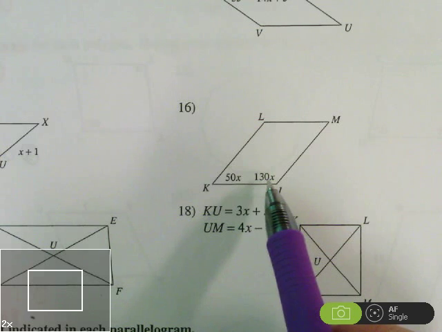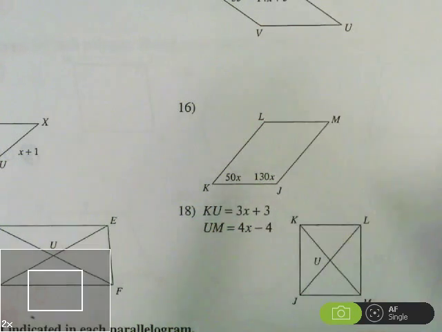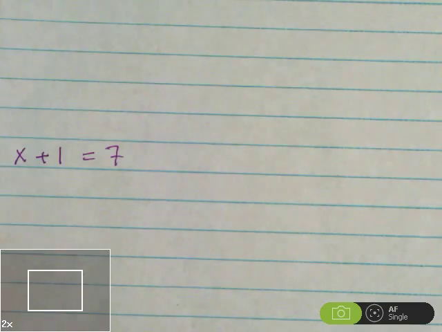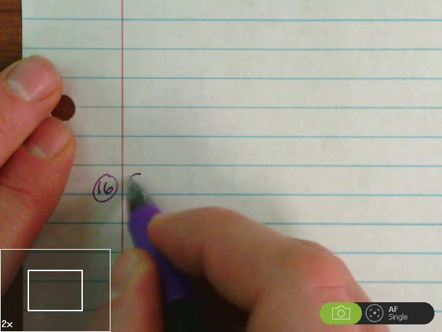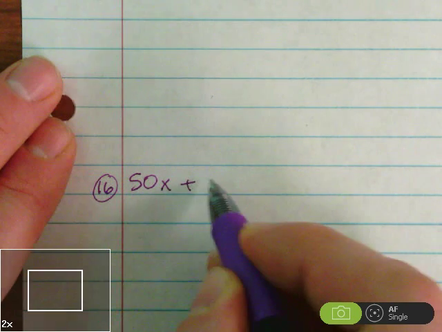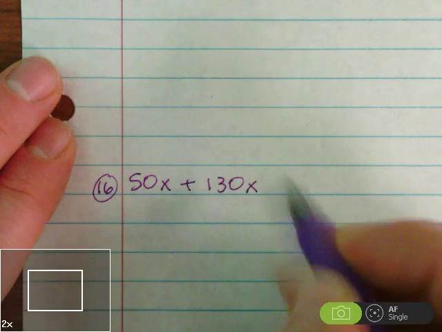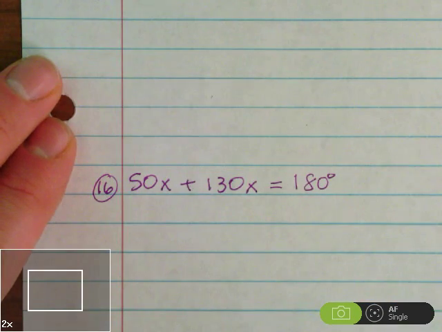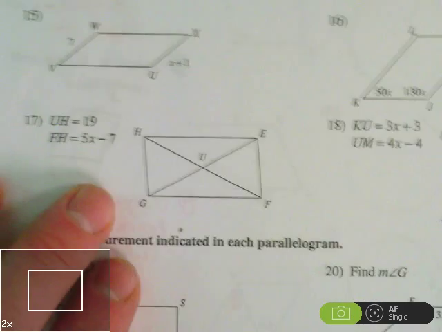Here we have a pair of not corresponding, but consecutive next door neighbor angles. And we've got 50x and 130x. They're supplementary. They add up to 180. So 50x plus 130x equals 180. So coming down here to number 16, we've got 50x plus 130x equals 180.